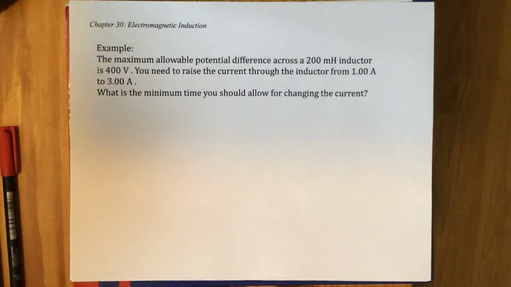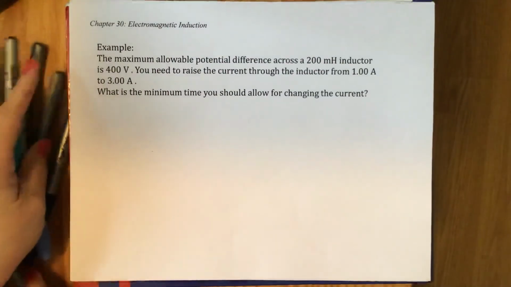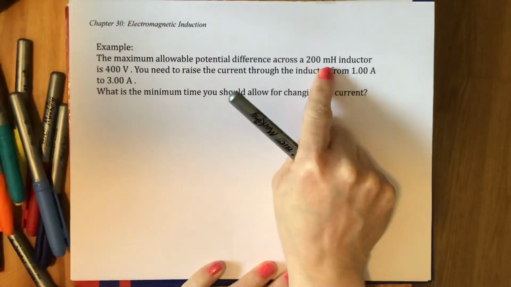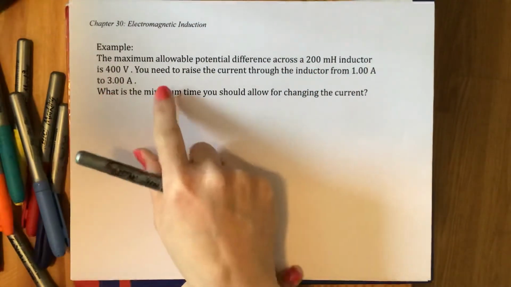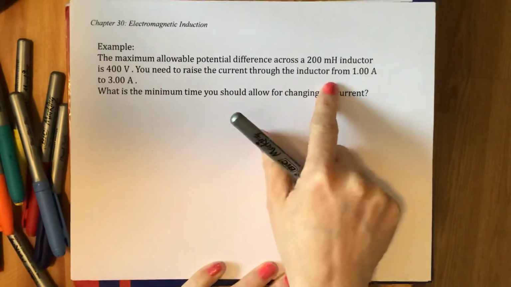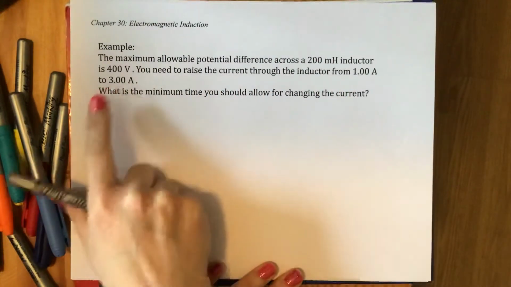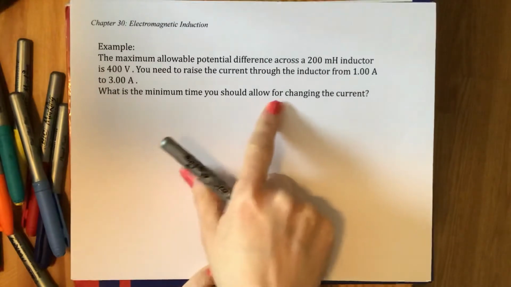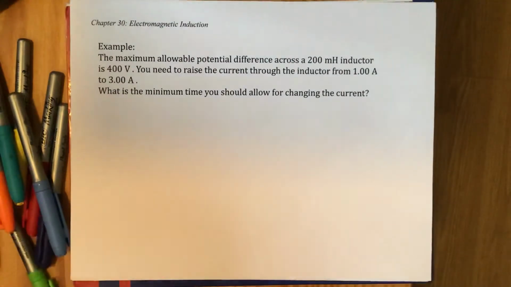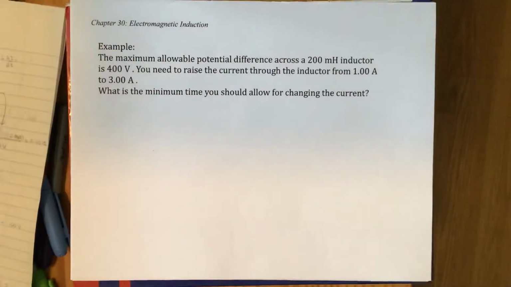In this example, we know that the maximum allowable potential difference across a 200 millihenry inductor is 400 volts. You need to raise the current through the inductor from 1 amp to 3 amps. What is the minimum time you should allow for changing the current? So let's start with a list of the things that we know.